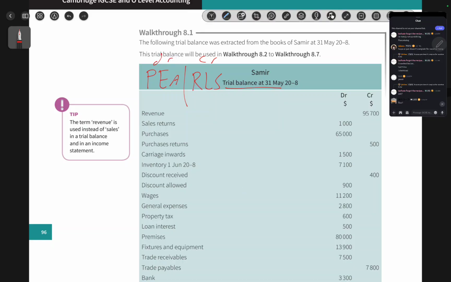Revenue is credited, sales is credited, so sales return will be coming on the debit side. Purchases, debit side. Purchase returns, of course, is the opposite, credit side. Carriage inwards, it's an expense, expense is debit. Inventory is an asset, assets are debited. And discount received is an income, is going to be credited. Discount allowed is an expense, debit.